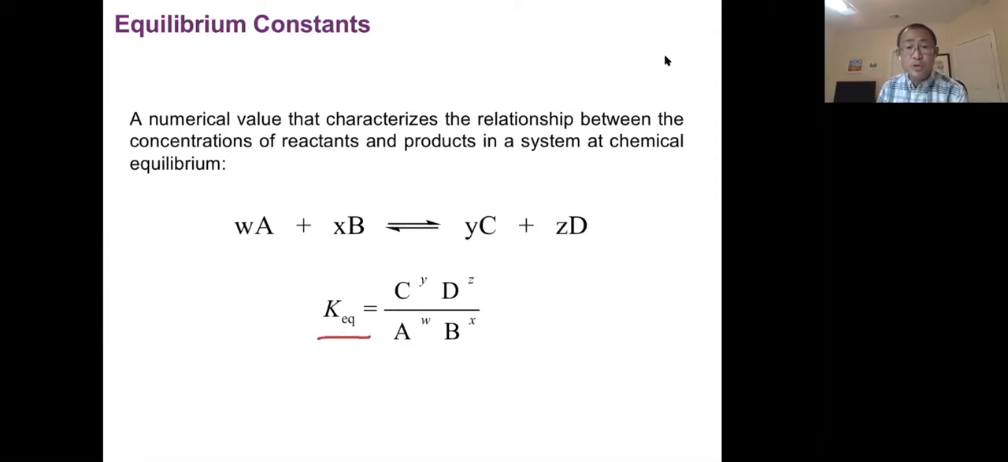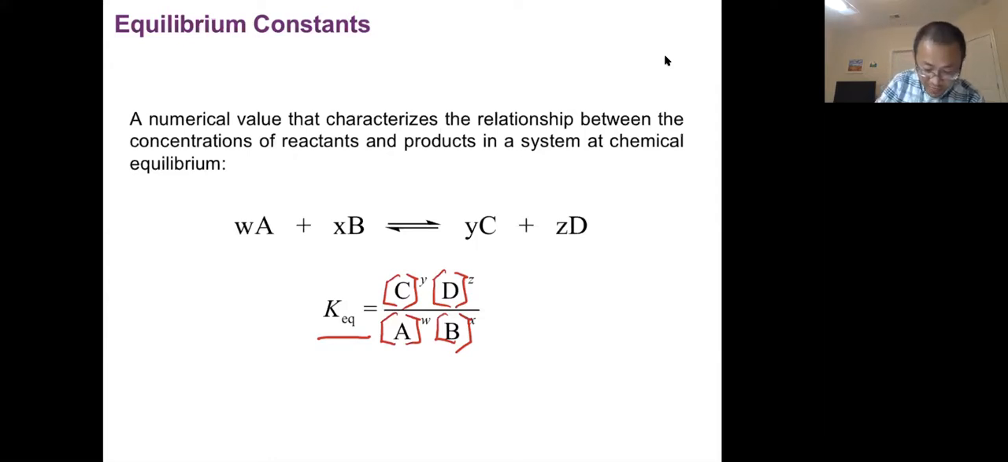We put a subscript EQ, which stands for equilibrium. What is the equilibrium constant? The equilibrium constant equals the product concentrations, sorry, I'm missing some brackets here, your notes may have it, the product concentrations powered by their coefficients, divided by the reactant concentrations powered by their coefficients.